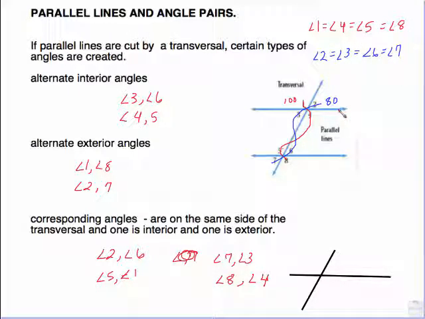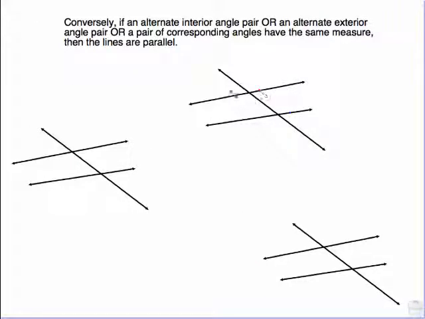So I hope that makes all of this parallel lines and angle pairs a little bit easier for you so that you don't actually have to memorize the names of the angles. The important thing is which ones are equal to each other. Also, if you know an alternate interior angle pair or an alternate exterior angle pair, or a pair of corresponding angles have the same measure, then you may conclude that the lines are parallel.